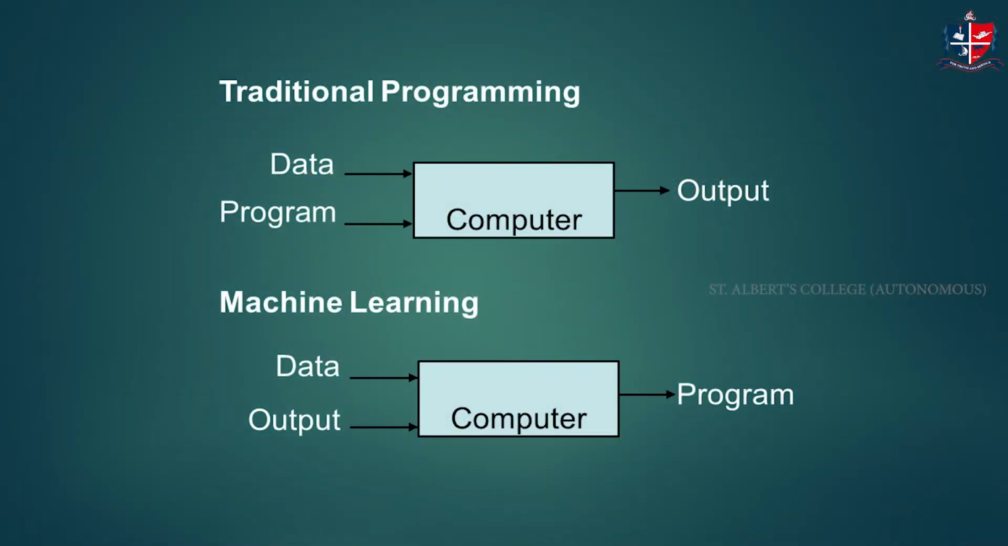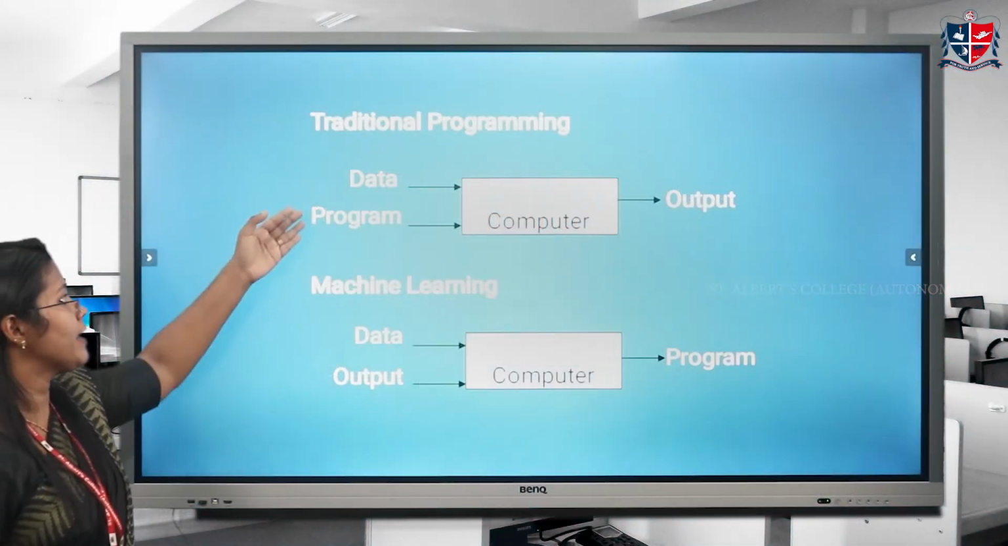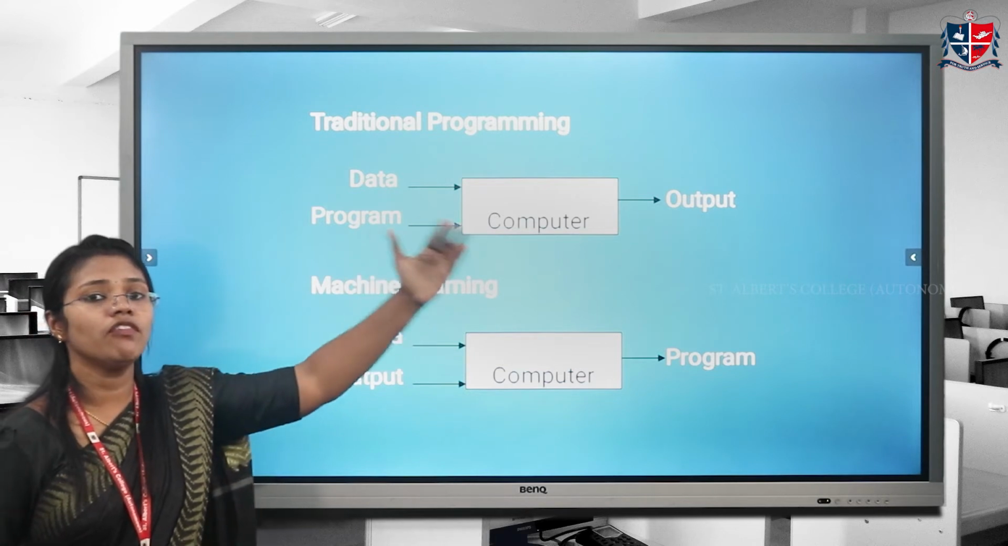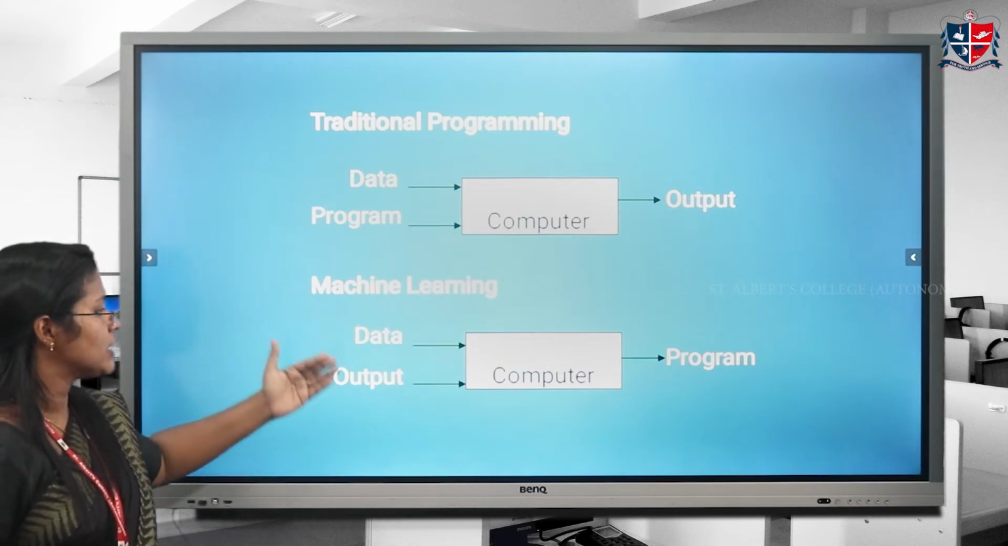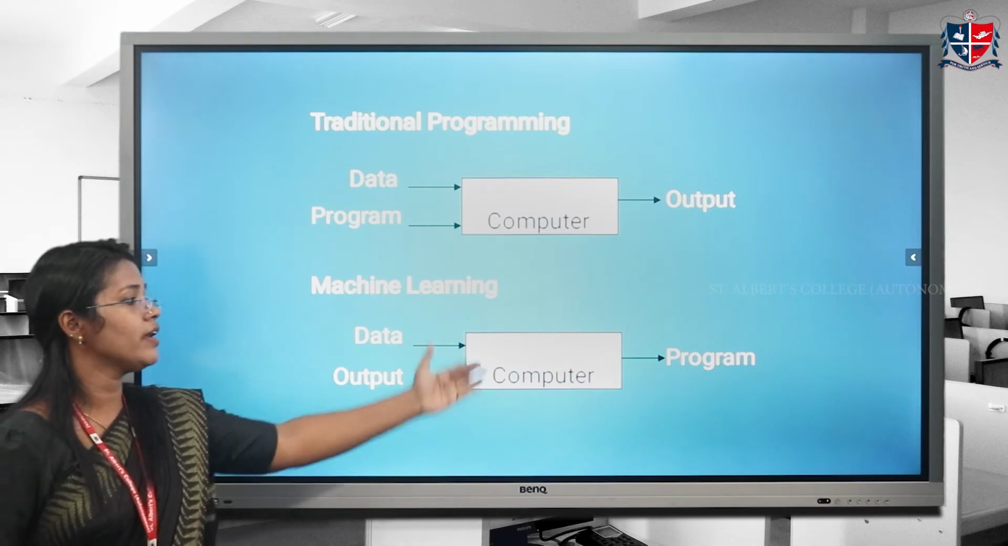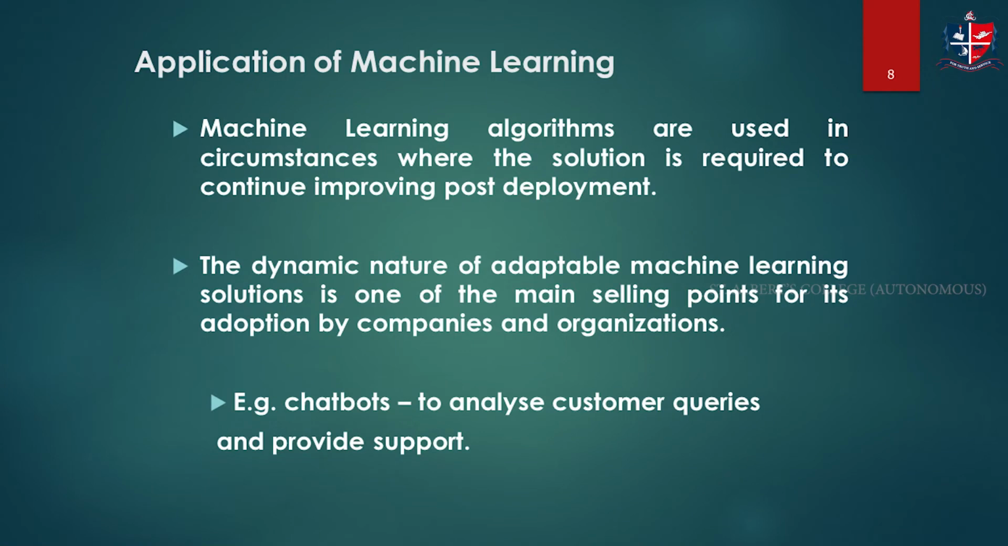This figure shows the difference between traditional programming and machine learning. In traditional programming, we are giving data and a program to a computer system and we get the output. But in the machine learning strategy, we are giving data and output to the computer system and it will produce the program.